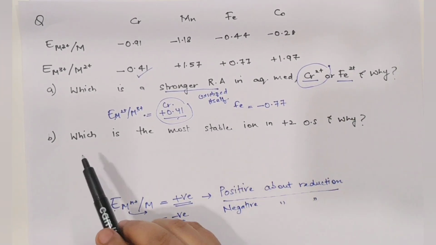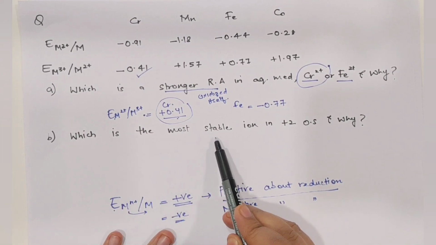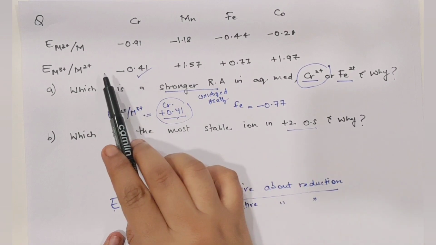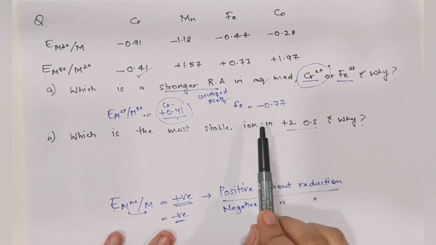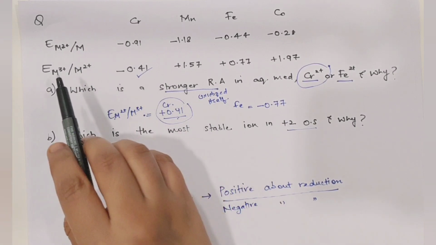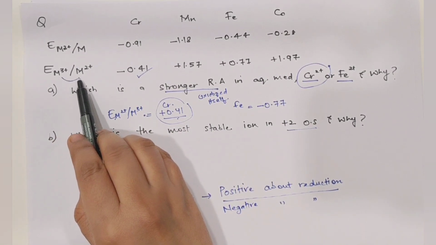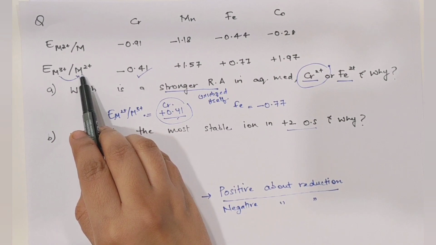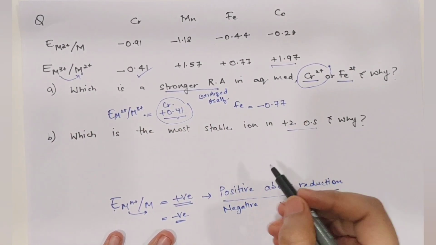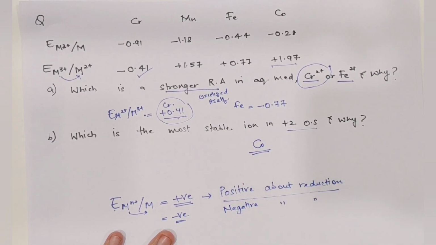Now let's talk about the second question. Which is the most stable ion in +2 oxidation state and why? Now here again, you can compare the last thing. Most stable ion in +2 oxidation state, that means the one which is more likely to get reduced to +2. Which one is more likely to get reduced to +2? Cobalt. So obviously your answer is cobalt.